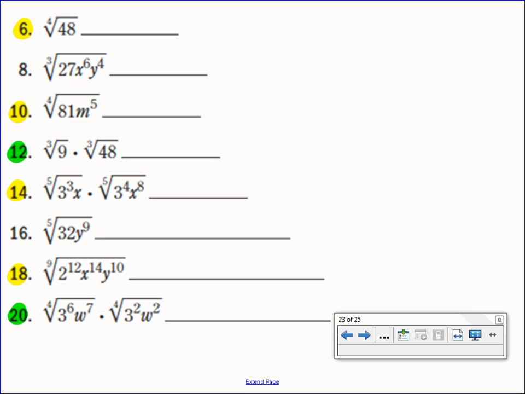So let's go ahead and simplify number 6 and number 10 on your own, and then stop. We'll come together and do 14 together. So I want you guys to do 6 and 10 with your partner. We'll check those, and then we're going to go ahead and do 14 together. Show me you get it. You need your half sheet.